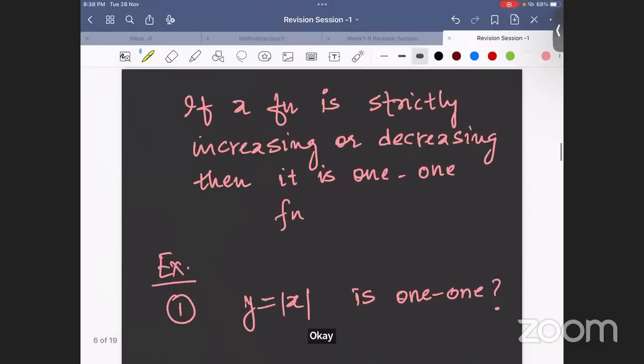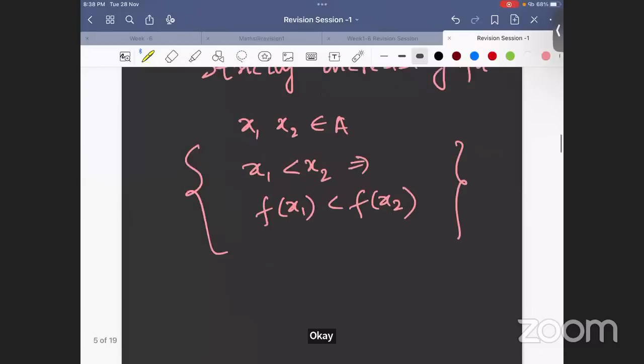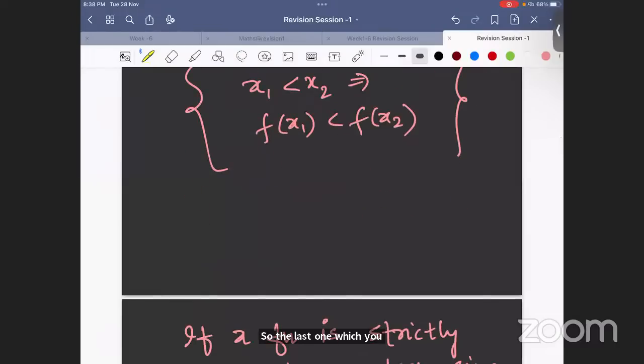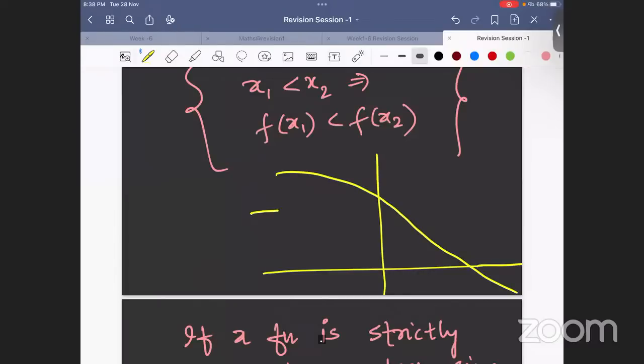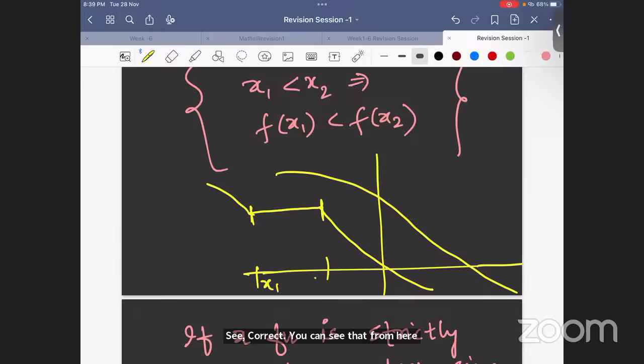The last one which you had drawn, is that strictly decreasing or just a decreasing function? It's strictly decreasing. If it was only decreasing, it would be something like this, where f of x will be the same for x1 and x2, different x2. You can see that from here to here, the function value is same, from x1 to x2. Understood.